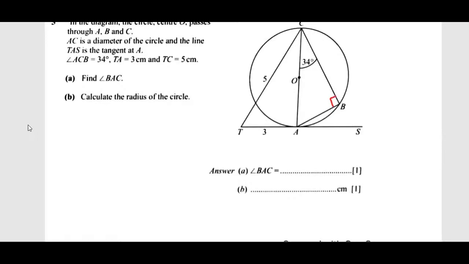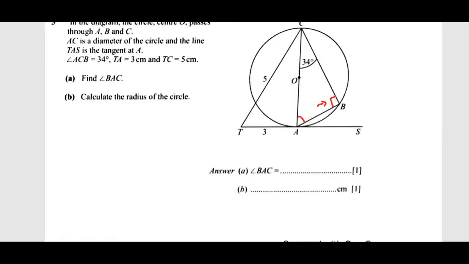Okay. So by now we should understand this property, that if we have a triangle, the longest side that we usually call the hypotenuse is basically the diameter. So this would be the 90 degrees angle. Okay. That is good. Next, we have been told that ACB is 34, TA is 3, TC is 5. We have all that on the diagram as well. Find the angle BAC. So we need to calculate this angle at A. This is very easy.